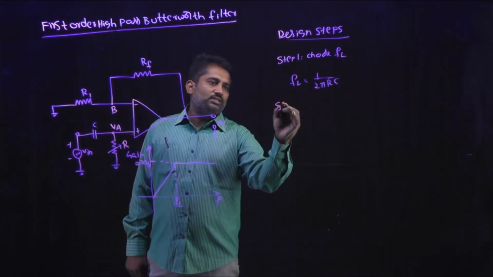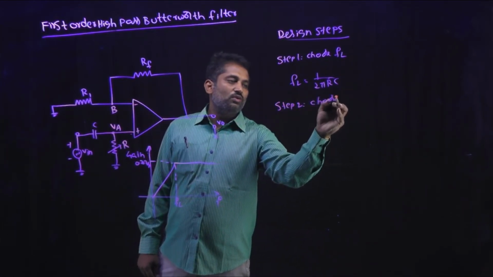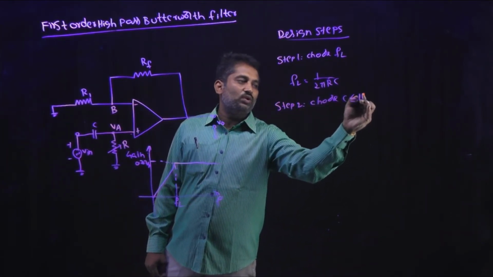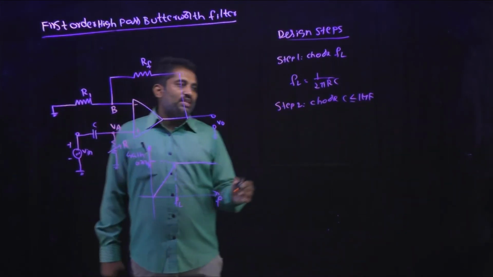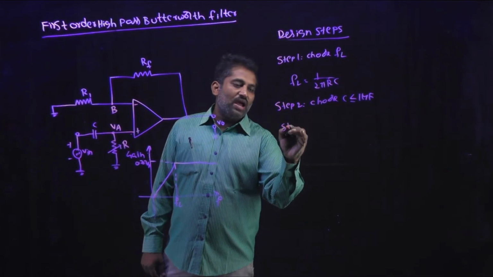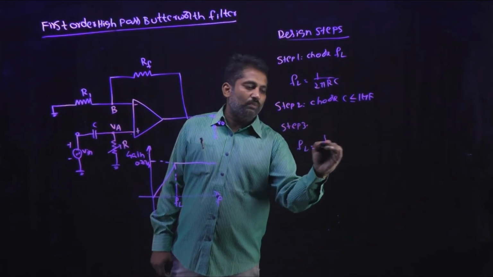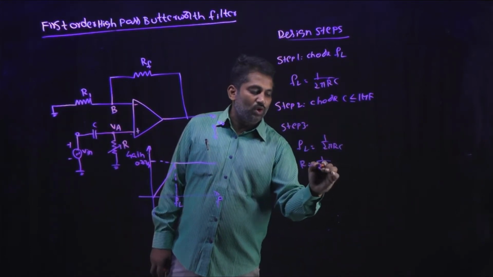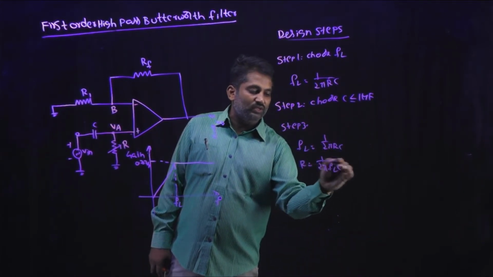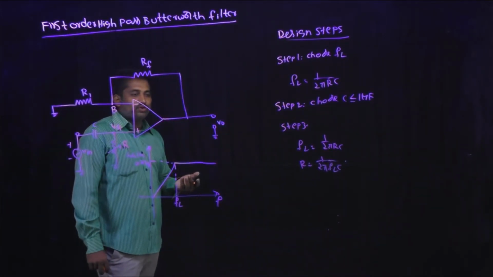Okay, next coming to step 2. Choose the value of C, which is always less than or equal to 1 microfarad. Okay, from that we can easily calculate the value of R. FL is equal to 1 by 2 pi into R into C. From this, R is equal to 1 by 2 pi into FL into C. Then you can easily calculate the value of R.